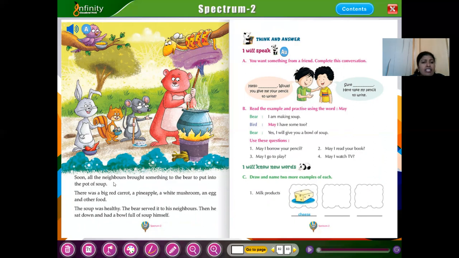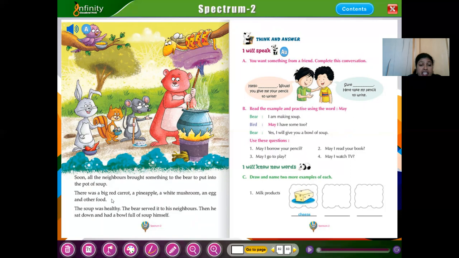Soon, all the neighbors brought something to the bear to put in the pot of soup. So one after another, when in the beginning of the lesson the bear asked them for some food, no one gave. But now one after another, they come out and ask for soup. When they ask for the soup, the bear asks them for some food. Now, all the neighbors bring something to put in the soup.